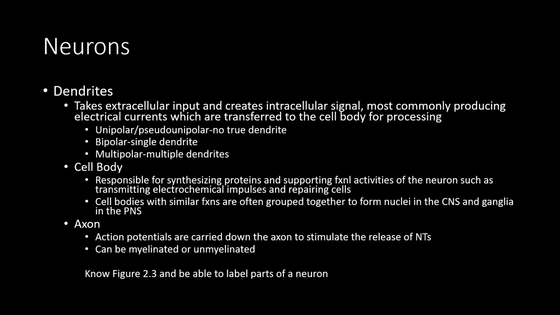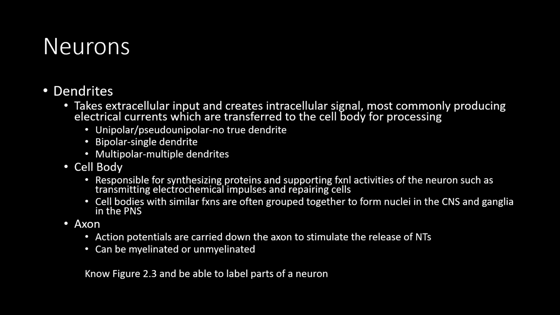So when we look at a neuron, it is broken down into several different parts, and I would take a look in your textbook at the picture that labels those parts, and I would familiarize yourself with that picture pretty clearly. We look at the dendrite, and that is the part sticking off of the cell body that helps to receive information. So it takes extracellular input and creates an intracellular signal, most commonly producing electrical currents, which are then transferred to the cell body for processing.